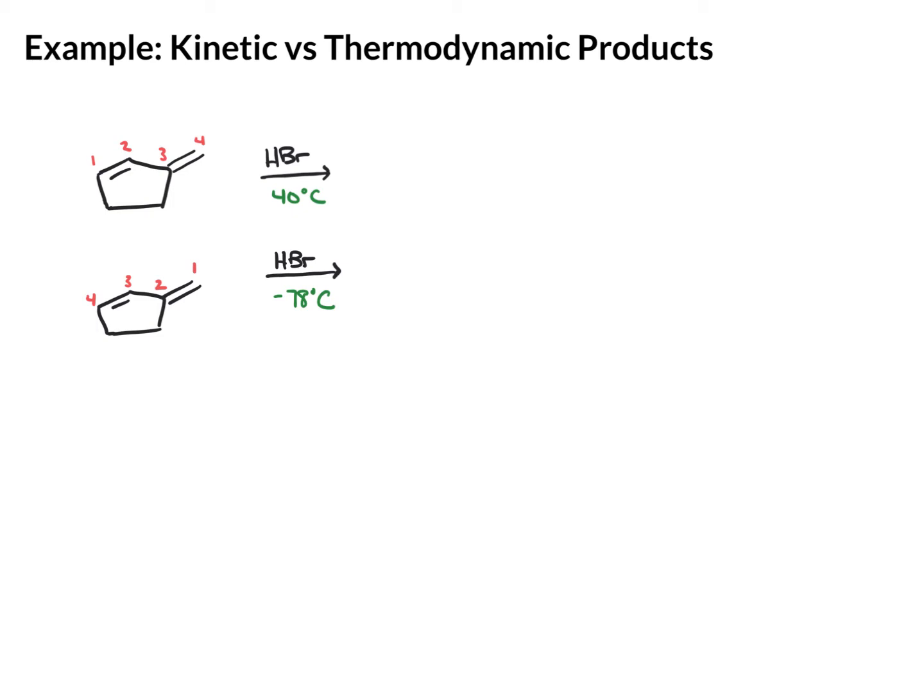So we want to draw the 1,2 product from this first substrate, and to do that, all we need to do is add the hydrogen to carbon 1, the Br to carbon 2. And we want to add the Br next to this other double bond because this is where the carbocation would form in the mechanism. So here is one of the 1,2 products.